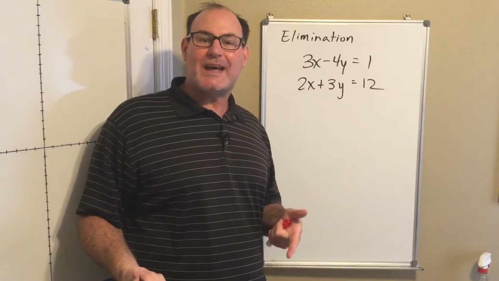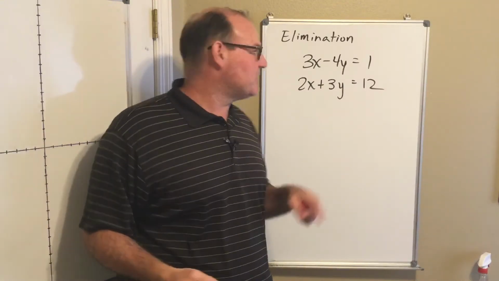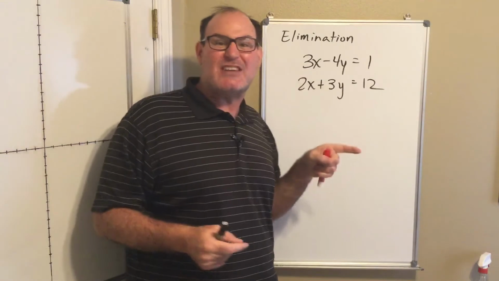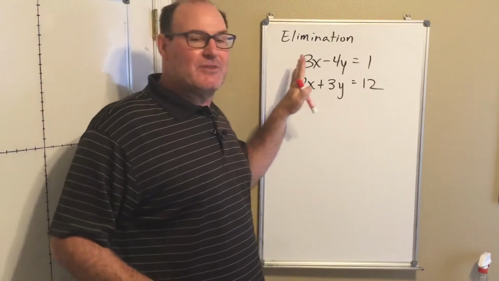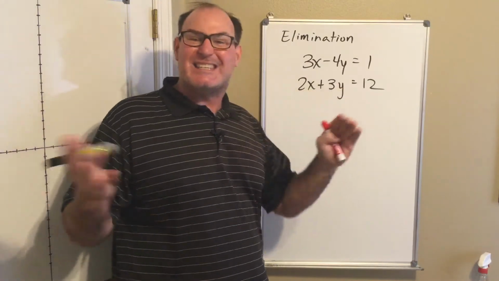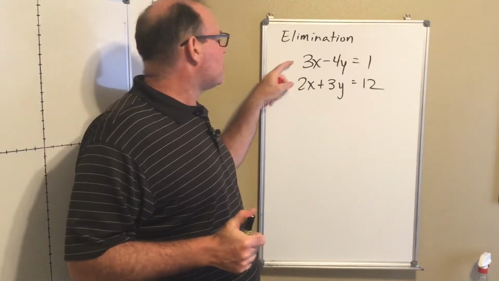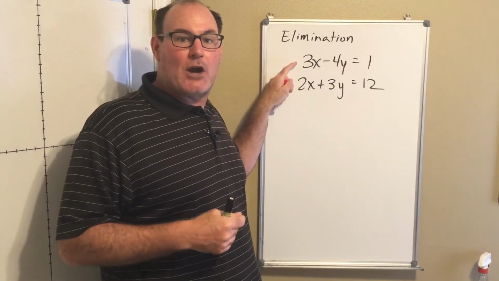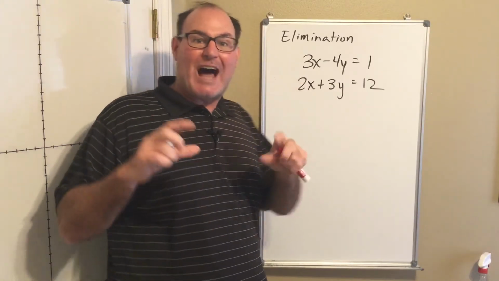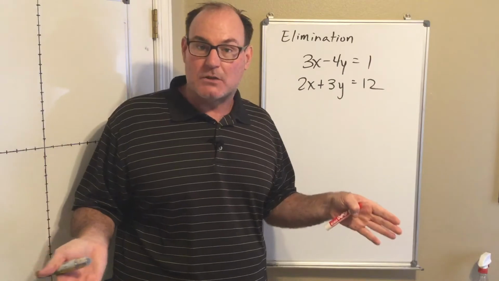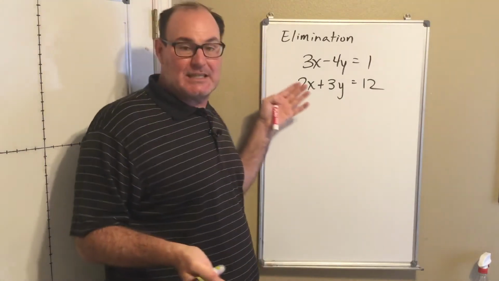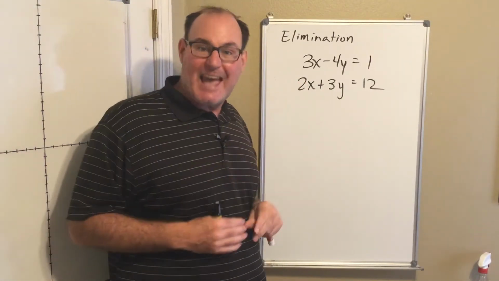All right, the second way to solve a system of linear equations is by a process called elimination. What you do in elimination is, in front of either the x values or the y's, it doesn't matter which, create coefficients that are opposites so that when I add the equations together, the variables will cancel.